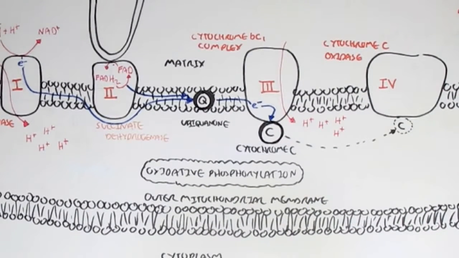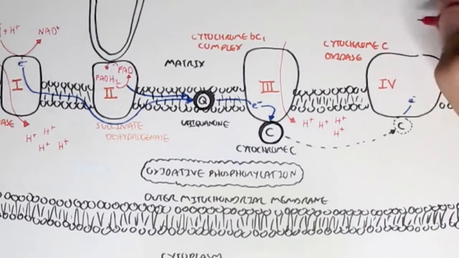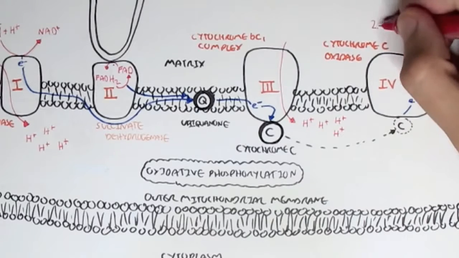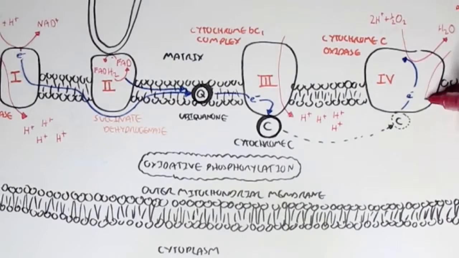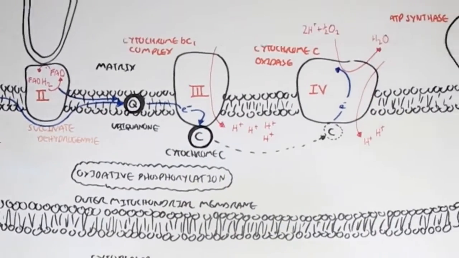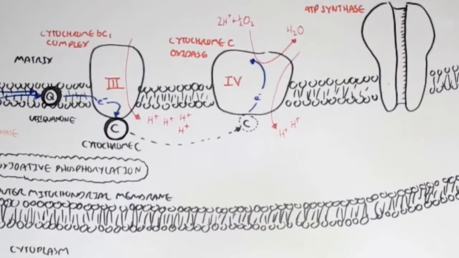And now here the electrons will make water, essentially, from oxygen. So the electrons from NADH, because remember we're following the electrons taken from NADH, will help reduce 2 hydrogen ions and half an oxygen gas, which is essentially 1 oxygen atom, to form 1 H2O, 1 water. And also during this process, complex 4 will pump hydrogen ions as well, 2 hydrogen ions to be specific.